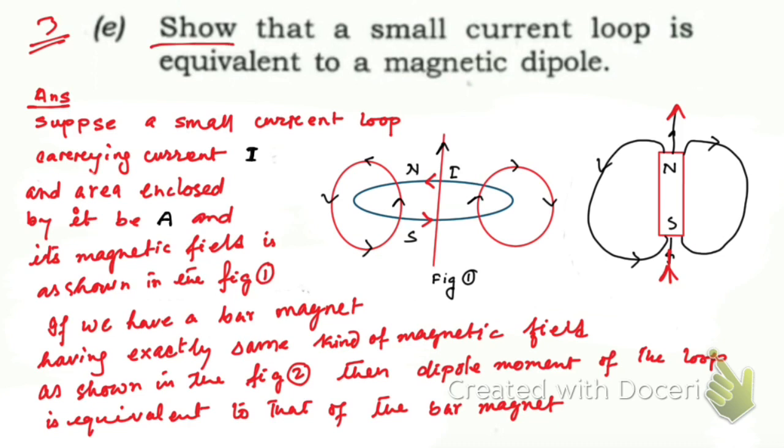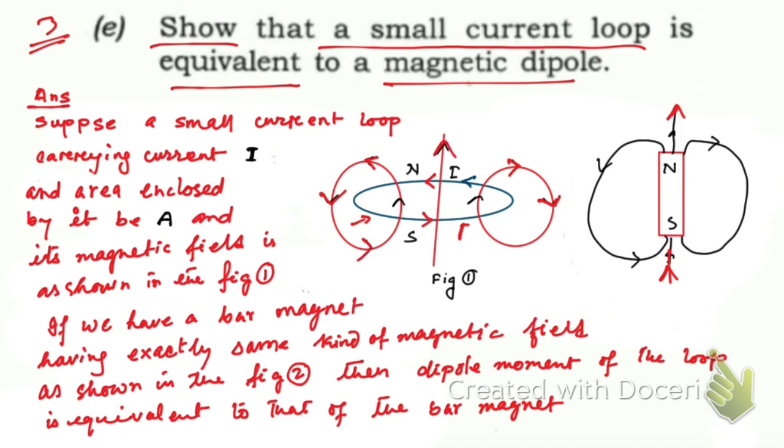So now here is the question: show that a small current loop is equivalent to a magnetic dipole. Here is the current loop. You can see this blue color loop is the current loop. Here current I is flowing through this coil, this loop. Then if you apply the right hand thumb rule, you will get, as you see, these red color circles are nothing but magnetic field lines that will be directed as shown in this figure, right? And through the center the direction of the magnetic field will be like this.